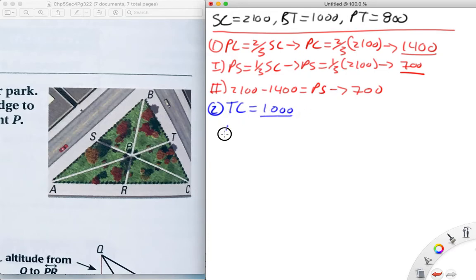So I could say that BT or BC is equal to BT plus TC, which is 1,000 plus 1,000, which equals 2,000.